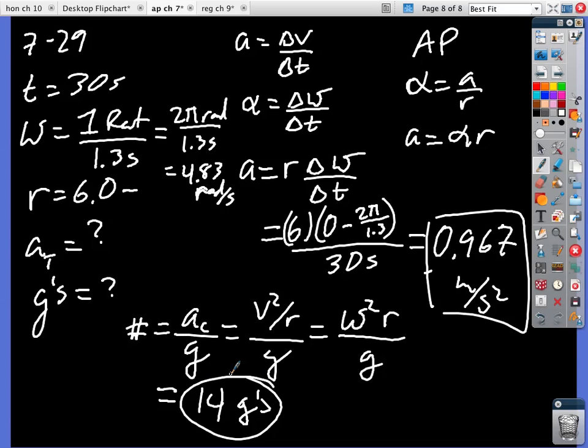Usually around, well, depending on the axis, around 9 g's, people will pass out because the blood will leave their head.